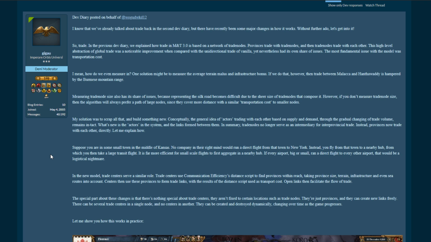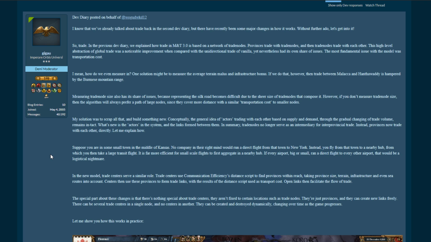One solution might be to measure the average terrain malus and infrastructure bonus. If we do that, however, then trade between Malacca and Panthawaddy, wherever that is, is hampered by the Burmese mountain range. Measuring trade node size also has its fair share of issues, because representing the Silk Road becomes difficult due to the sheer size of trade nodes that compose it. However, if you don't measure trade node size, then the algorithm will always prefer the path of large nodes, since they cover more distance with a similar transportation cost to smaller nodes. My solution was to scrap all that and build something new.